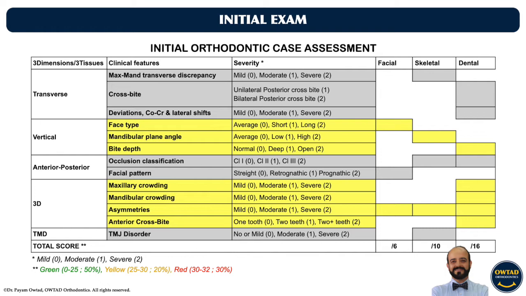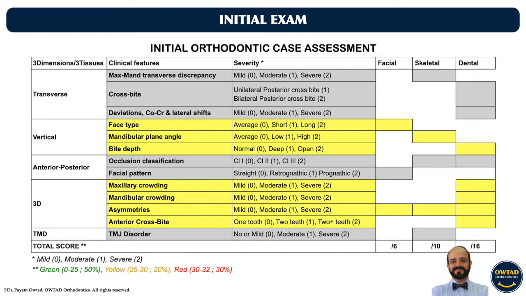Aligner therapy. Go ahead. Can you briefly touch on the difference between a maxillary mandibular transverse discrepancy versus a crossbite? Would they be one and the same, or how would they differ? I put this as a skeletal. Oh. Is there a skeletal discrepancy? Okay. Is there a dental discrepancy? That's what I put right here.